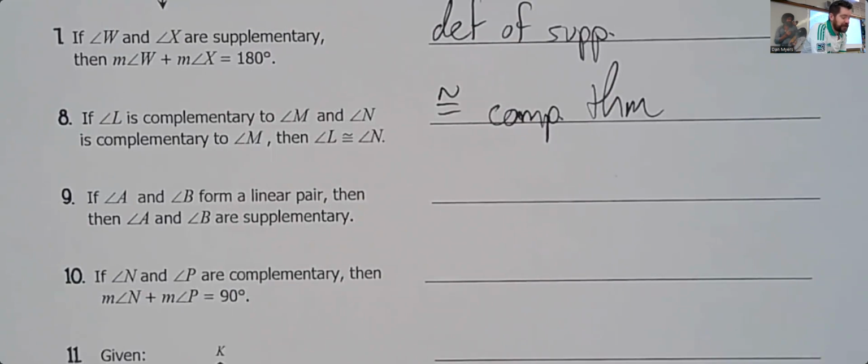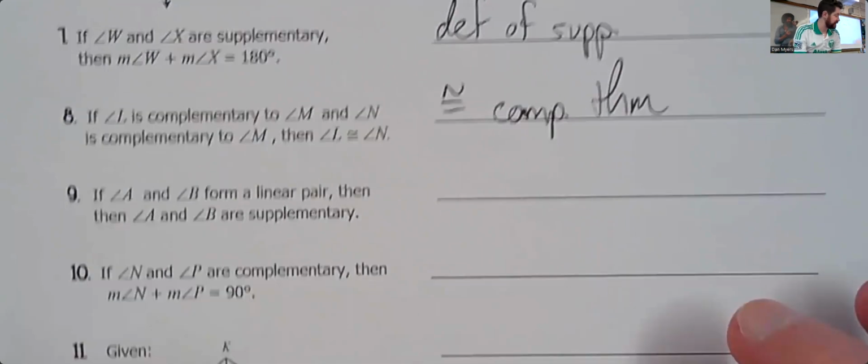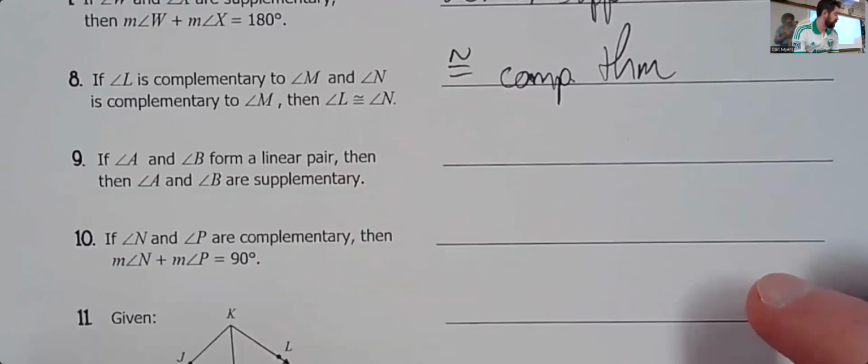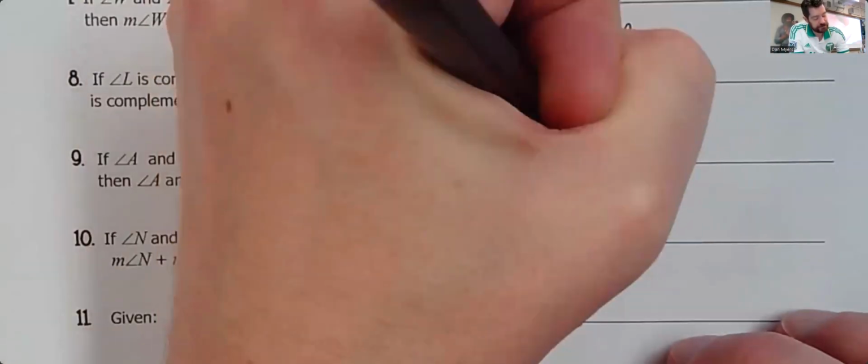How about number 9? The supplement theorem, yeah. If angle A and angle B form a linear pair, then angle A and angle B are supplementary. That would be the supplement theorem, because it says that if you have two angles that form a linear pair, then they are supplementary. So sup theorem.